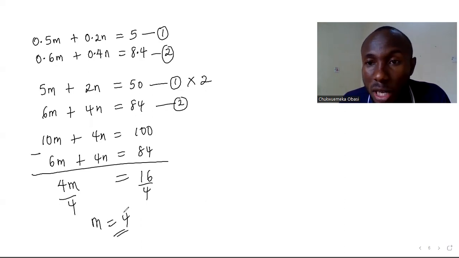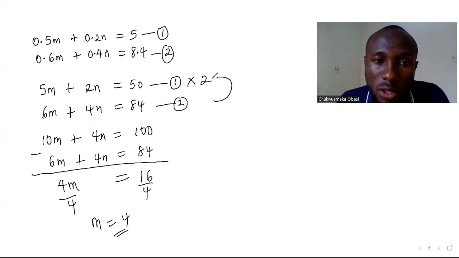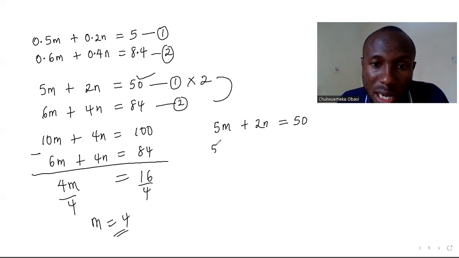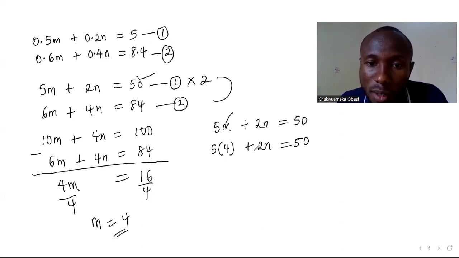Now we've gotten the value of m to be 4. What do we do? We plug the value of m into any of these equations. I would like to plug it into equation 1 because equation 1 is much smaller. I like easy things. So now I have 5m plus 2n is equal to 50. So I'll plug in my m to be 4. So this is now 5 times 4 because my m is now 4. And we have 2n and we have 50.